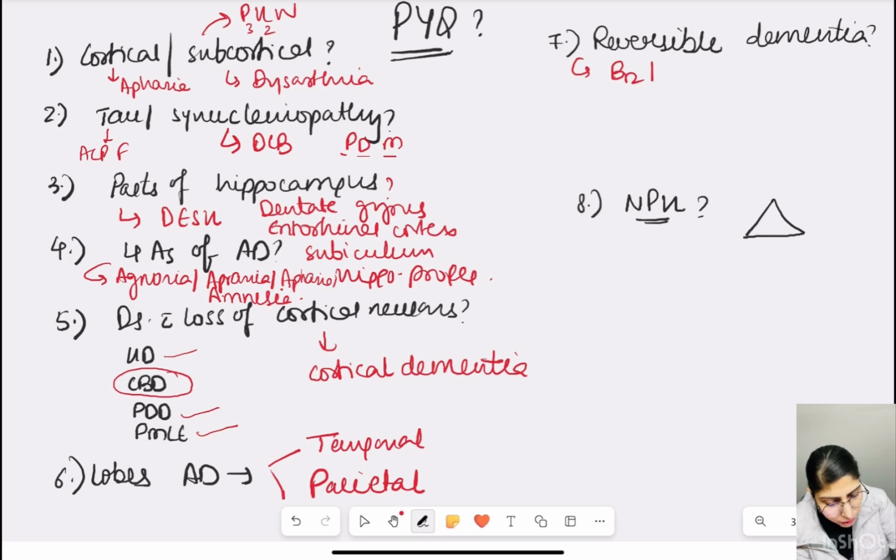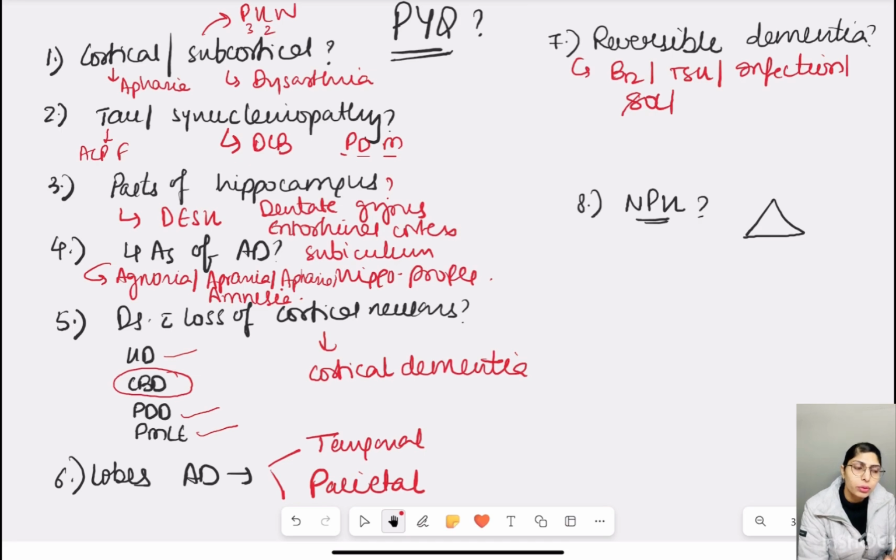Causes of reversible dementia. So please remember B12 deficiency, hypothyroidism, any infection, and SOL. For example, sometimes temporal lobe meningiomas lead to certain features of language and memory impairment. Patient presents with dementia, we get an MRI done. If it is a symptomatic meningioma, we need to remove it. If the meningioma is causing a space occupying pressure or a symptom, we need to remove that. Otherwise, we can monitor meningiomas too.